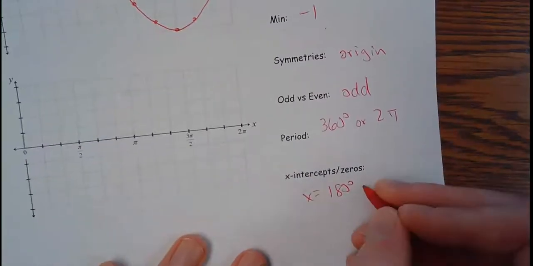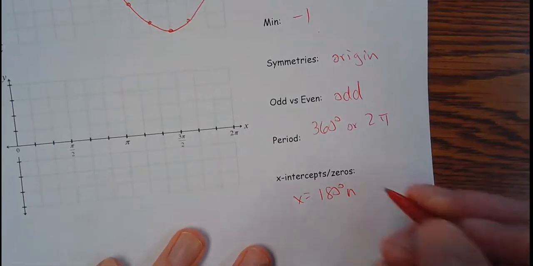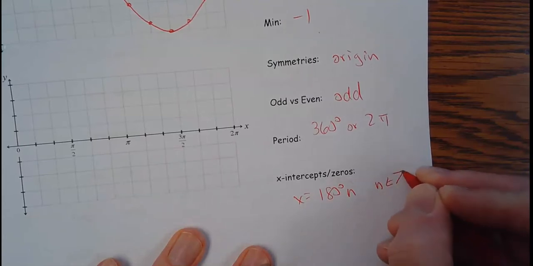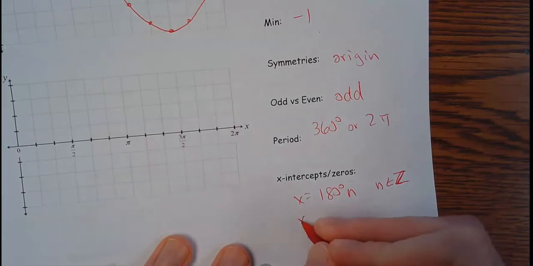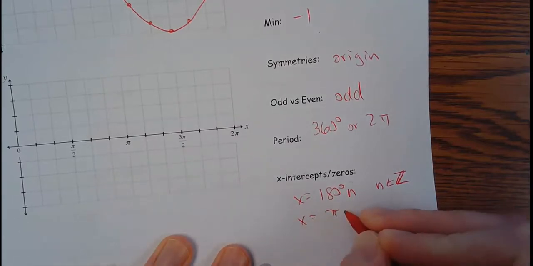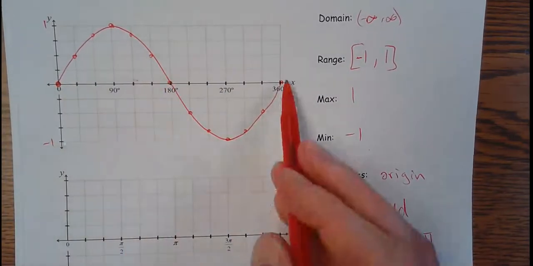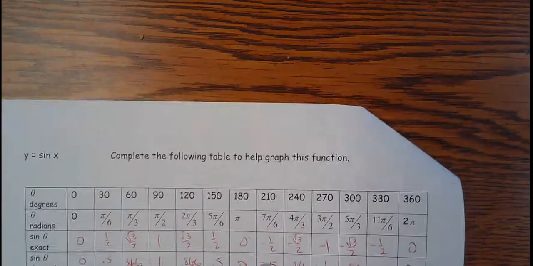So every 180 degrees, so at any 180 times n, and if I plug 0 in for n, my first one is 0, as long as n is in the integers, or every pi. Okay, so pi times 0, pi times 1, pi times 2, those are going to be the zeros of that. Okay, so if I want to graph this, or do some graphs with these, we want to do some transformations now.